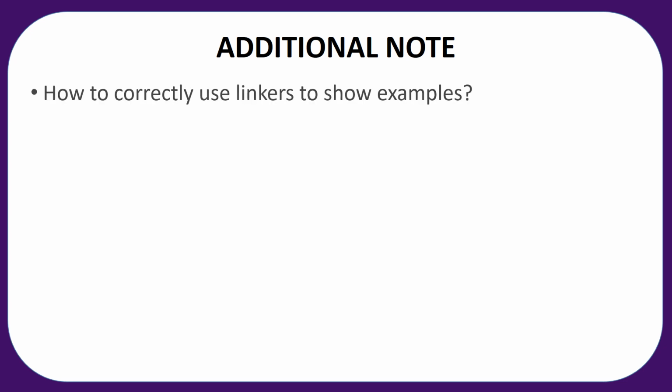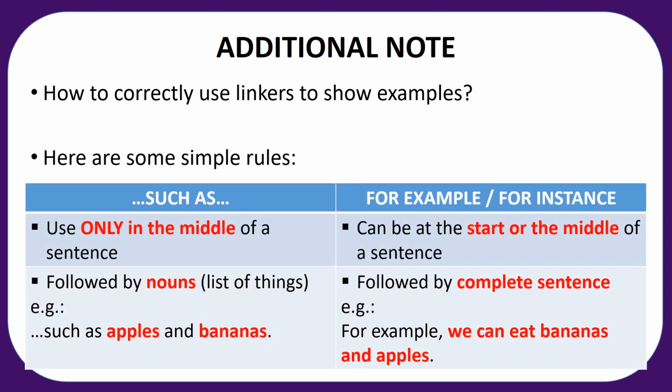Okay, I want to highlight something which I have seen so many students, at least my students, make mistakes in. It's about using for example, for instance, and also such as. So how do we correctly use linkers to show examples? Well, here are some simple rules. If you want to use such as, it can only be used in the middle of a sentence. And then it will be followed by nouns, a list of things.